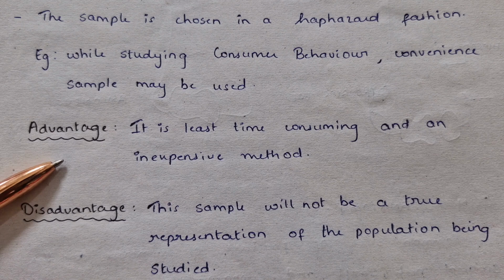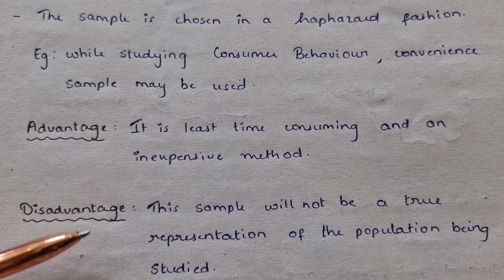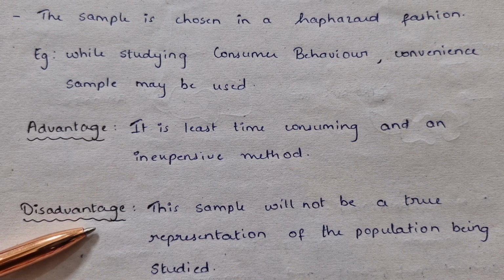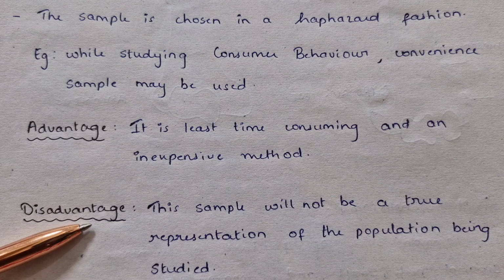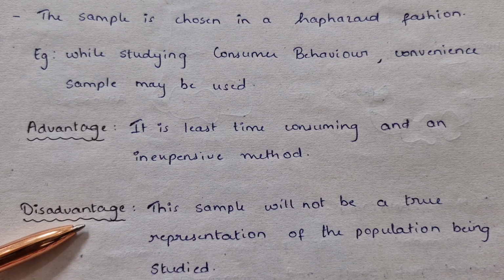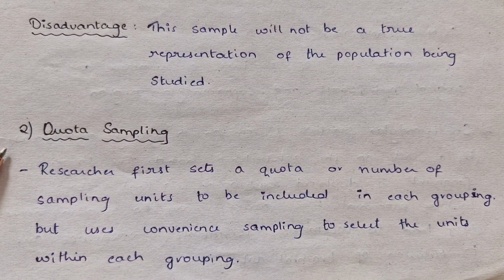Advantages of convenience sampling: it is least time consuming and an inexpensive method. Disadvantage: this sample will not be a true representation of the population being studied. Then we have quota sampling.